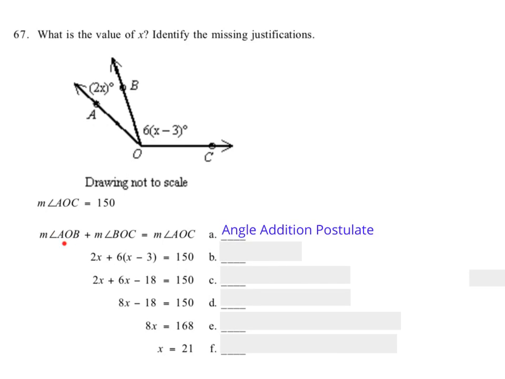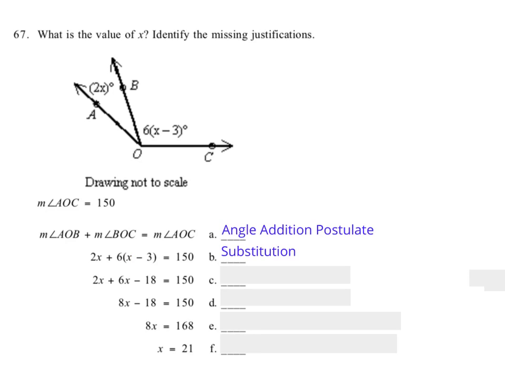Now, what do they do from here to here? They took, it says the measure of angle AOB, which we know to be 2x, and they just substituted it in. BOC, they substituted it in. Okay, AOC, which is 150, measure of angle AOC, which is 150, they substituted it in. Substitution. Yeah?